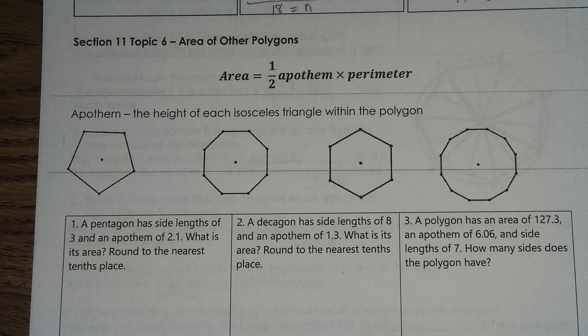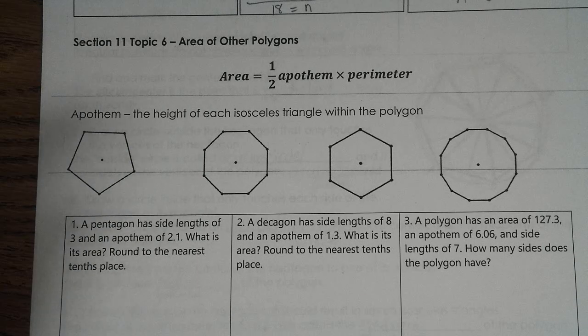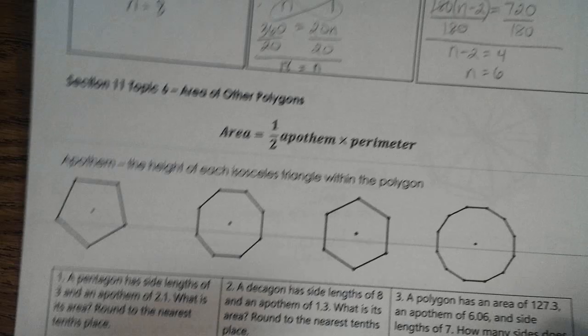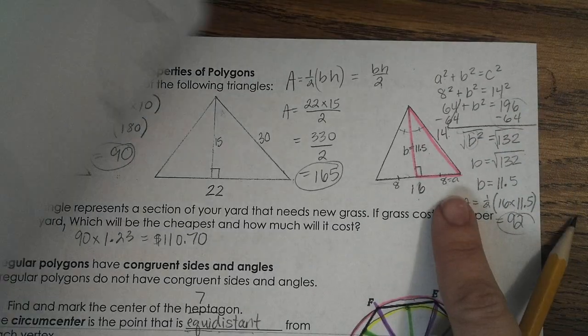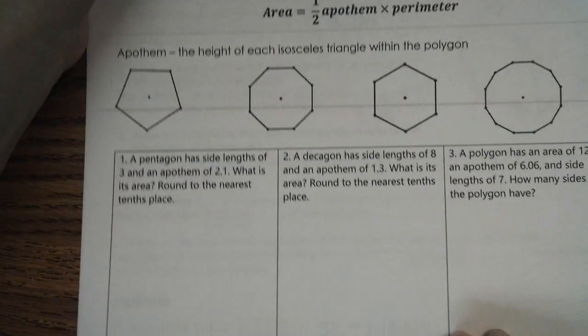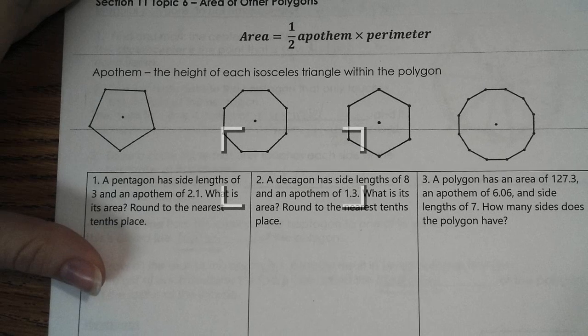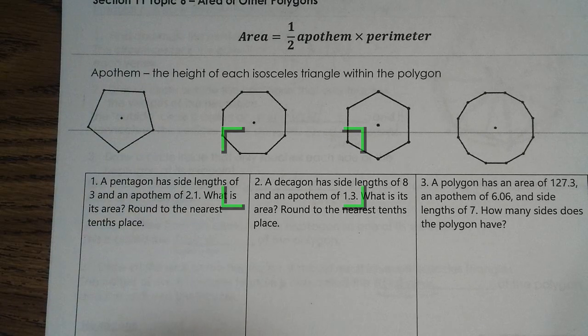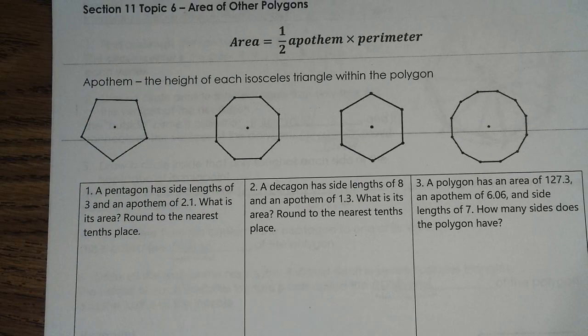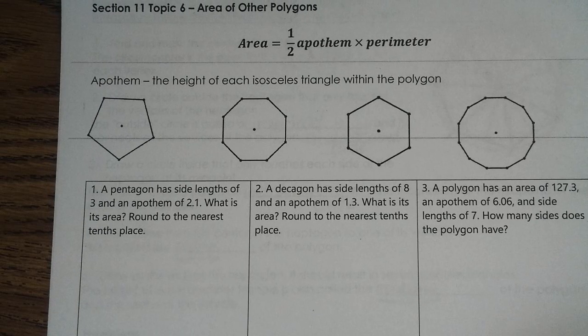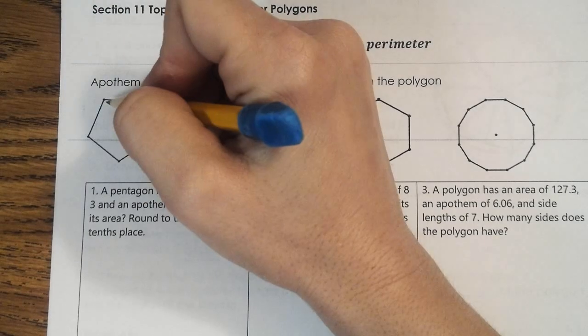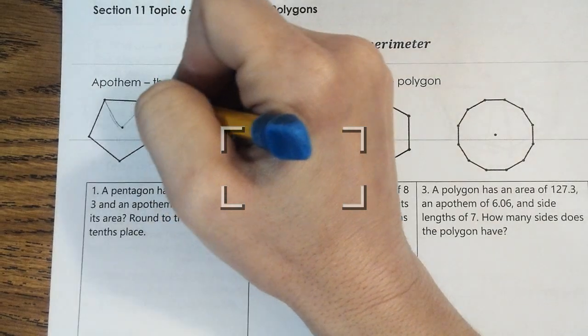Right now we're finding the area of polygons. In the earlier video we talked about area of triangles. Now we're talking about area of other polygons. And remember, we can use the radii to break up the regular polygons into smaller triangles. So this pentagon can be broken up into 5 triangles.